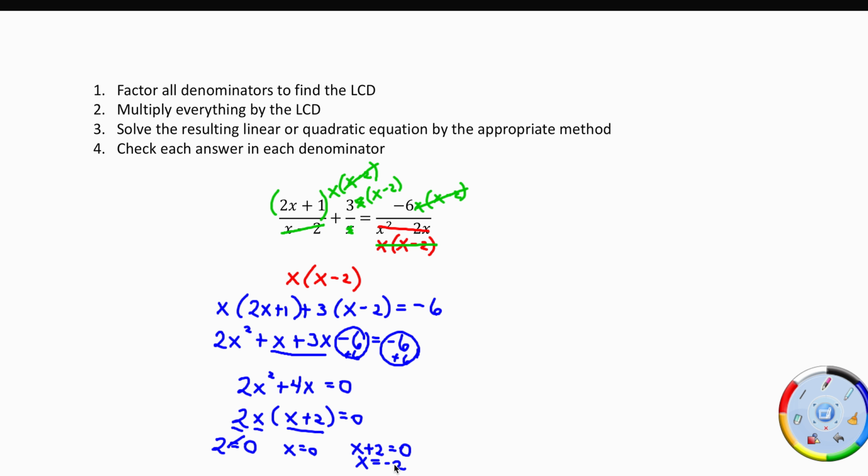But don't forget, because it's a rational equation, I have to check each one of these in the denominator. 0 minus 2 is fine, it's not 0. I don't care what it is, as long as it's not 0. Oh, but x equals 0 would make a denominator with just a 0 in it, so that isn't my solution. Let's try negative 2. Negative 2 minus 2 is not 0. Negative 2 is not 0. Negative 2 times negative 4 is not 0. So x equals negative 2 is my solution for this equation.